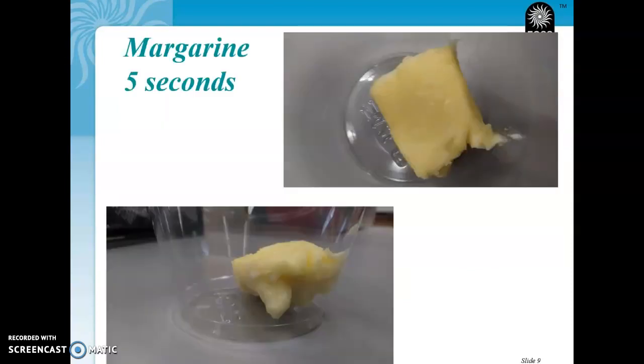Then I took the next object, which was margarine, and I put the margarine inside the microwave for 5 seconds, and this is what it looked like. Now, if you're not doing this at home, I will tell you that the margarine started glistening and it was a little bit softer, but there was not much change to its shape after 5 seconds in the microwave. So now let's think. What do you think it would look like at 10 seconds?